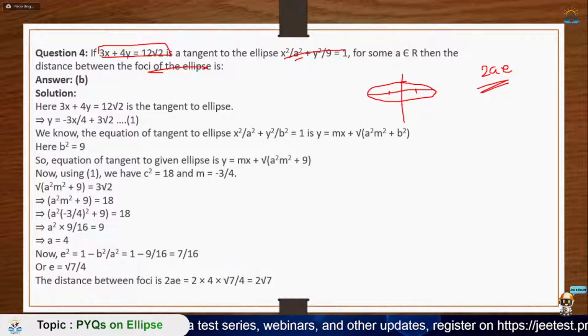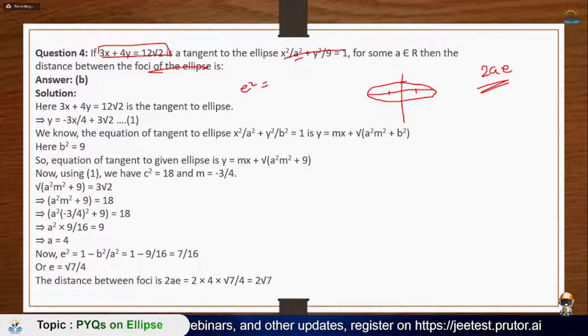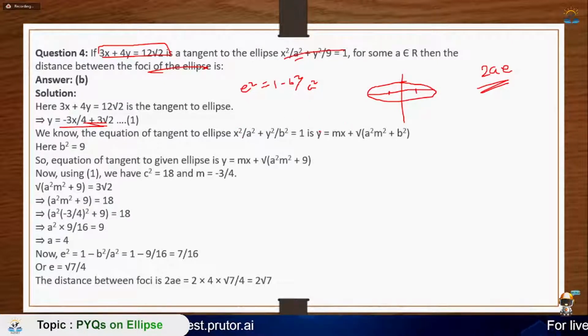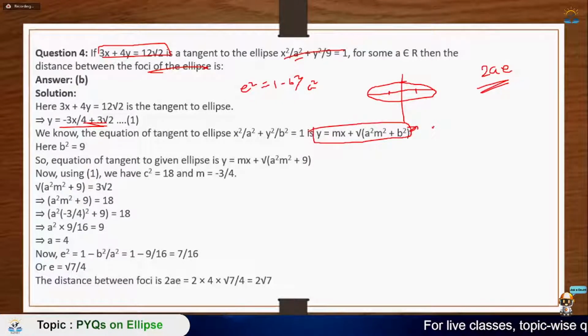तो अगर मैंने A निकाल लिया, then I can easily calculate E using the formula E square is equal to 1 minus B square by A square. ओके, एंड मेरे को अभी इलिप्स की एक टेंजेंट दी हुई है, और मेरे को पता है जो टेंजेंट के लिए जो इलिप्स के टेंजेंट की इक्वेशन होती है वो ये होती है y इक्वल टू एम एक्स प्लस रूट ऑफ ए स्क्वायर एम स्क्वायर प्लस बी स्क्वायर. दिस इज द इक्वेशन ऑफ टेंजेंट फॉर इन इलिप्स.